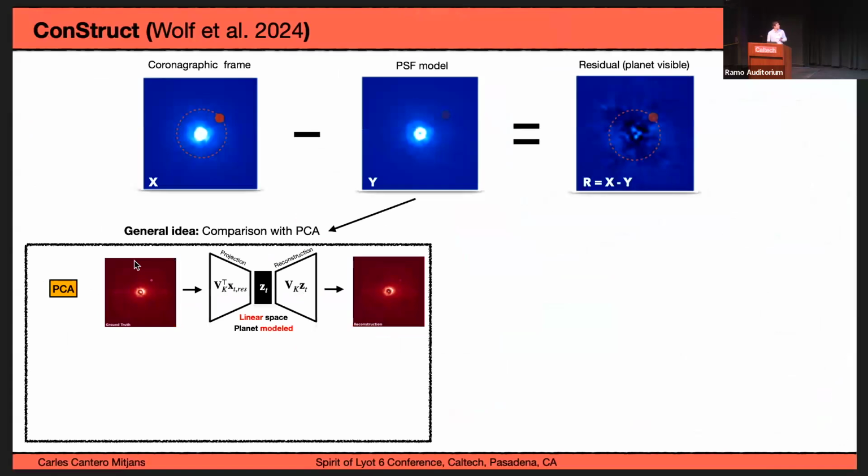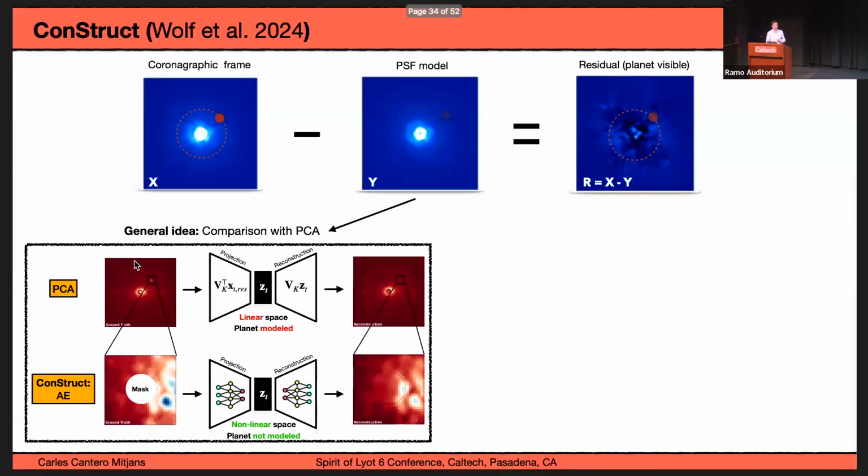So here you can see a comparison. You have the PCA, you have your image that you want to model. Then you pass it through the singular value decomposition with your principal components, and you reconstruct the image. This is linear space again, and you are modeling the planet too.